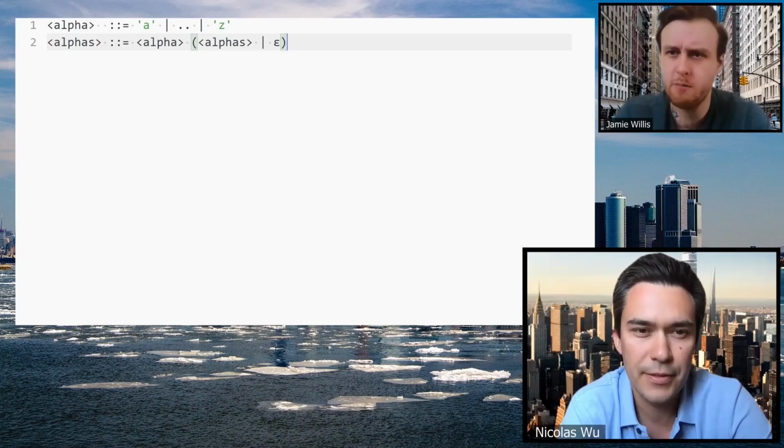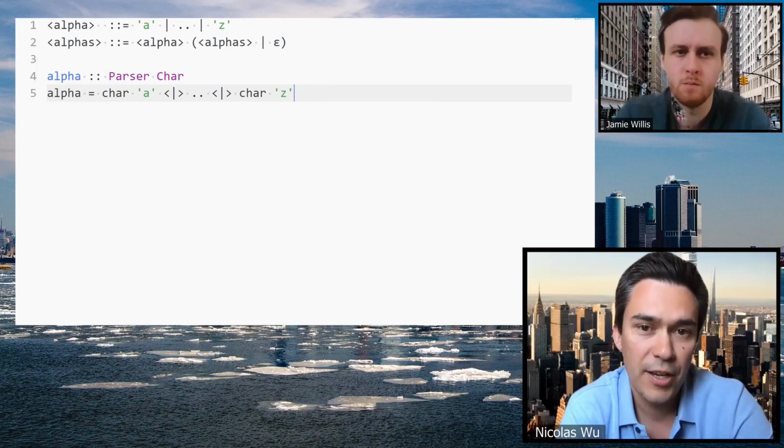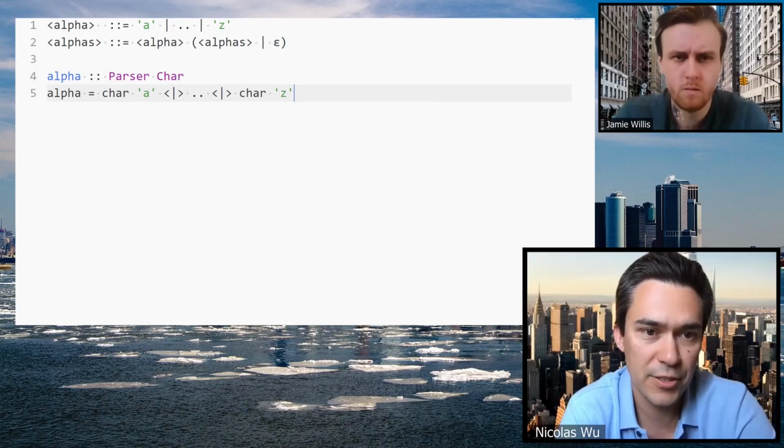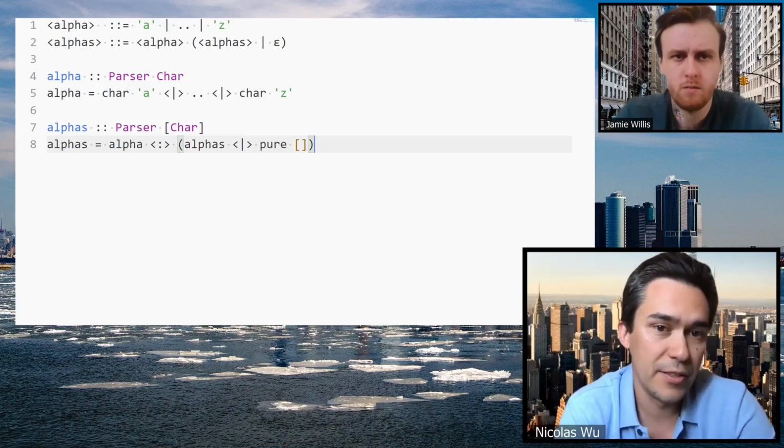Okay, so how do you actually write the parsers then? Right, so in Haskell, alpha is a value of type Parser Char, since it parses a character, and here we simply give the alternative between each of the chars. The alphas parser returns a list of chars by first parsing an alpha and then appending it to the result of more alphas or just the empty list.